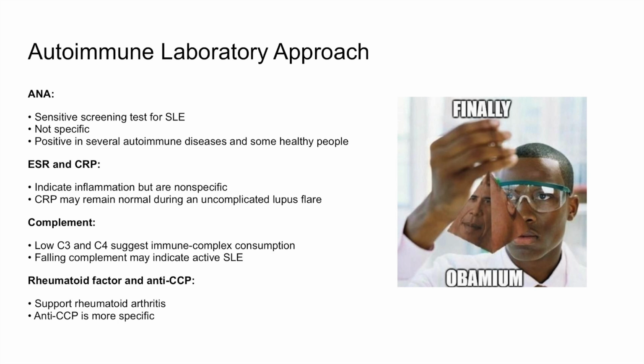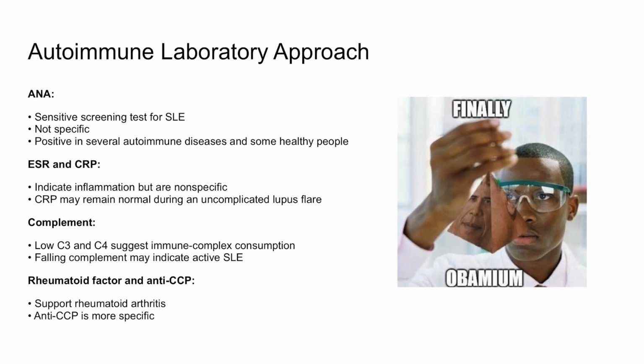ANA is a sensitive screening test for lupus, but it is not specific and may be positive in other autoimmune disease or healthy individuals. ESR and CRP indicate inflammation but do not identify its cause. Notably, CRP may remain normal during an uncomplicated lupus flare. Low C3 and C4 can reflect immune complex consumption, and falling complement may support active lupus, particularly lupus nephritis.